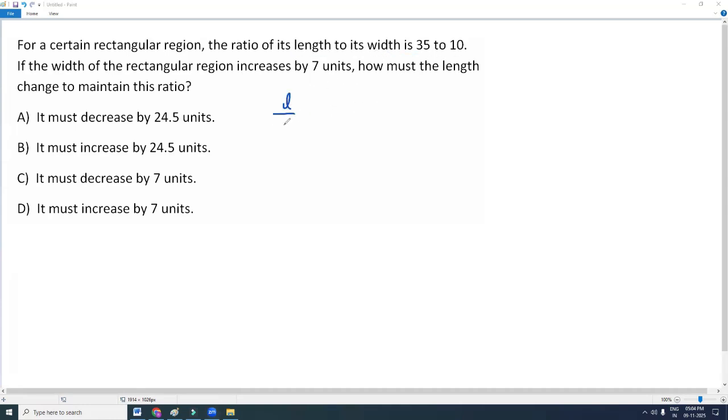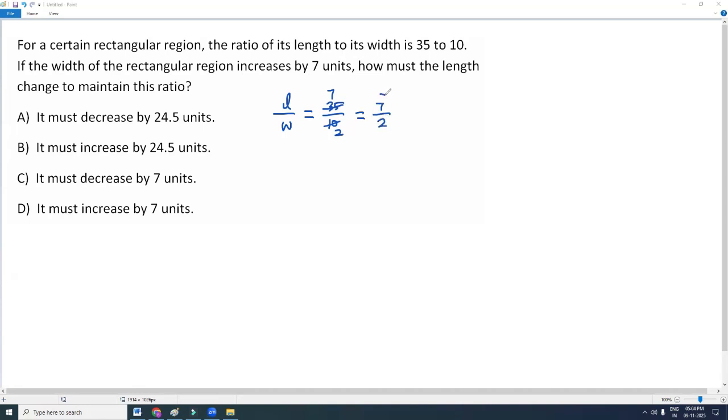Okay, let me write the stuff out here. The ratio of length and width equals 35 over 10. I think it can be simplified because both 35 and 10 have the greatest common divisor 5. 5 goes into 35 7 times and 5 goes into 10 2 times. Then the given ratio becomes 7 over 2.